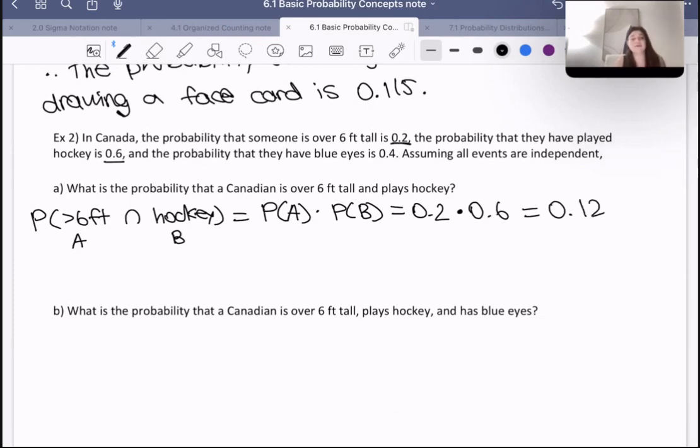So therefore, there's about a 12% chance that a randomly selected Canadian from the population is over 6 feet tall and plays hockey. So not that likely a chance.